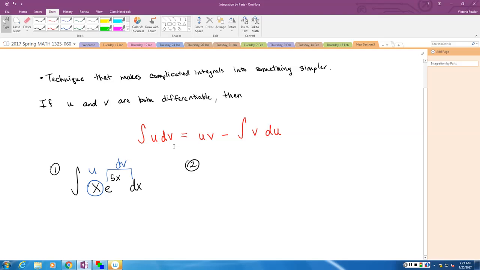Or I can rewrite this in another way. I could have written that same integral as e to the 5x times x dx, right?